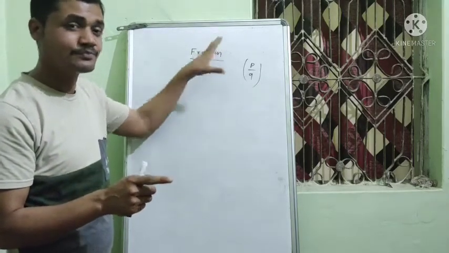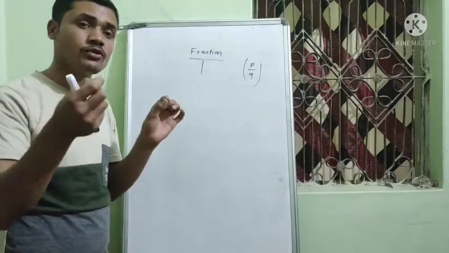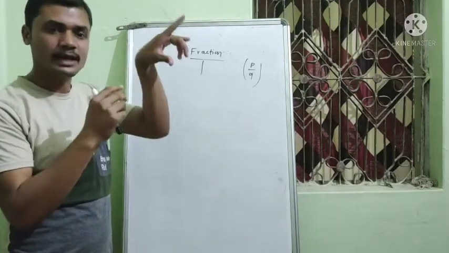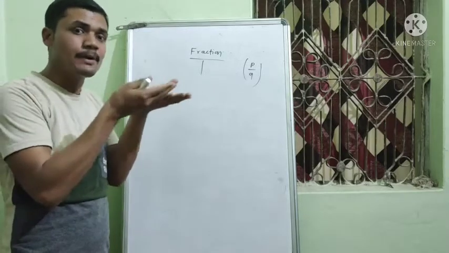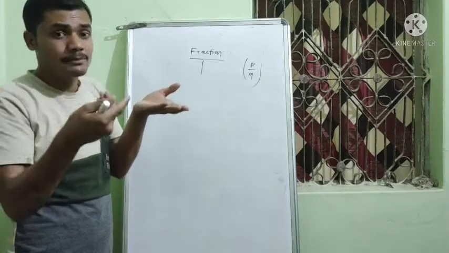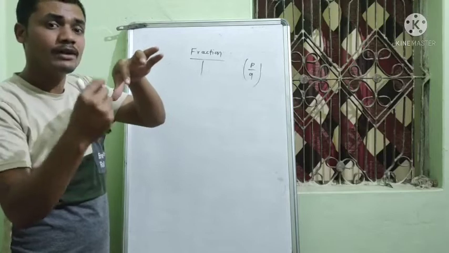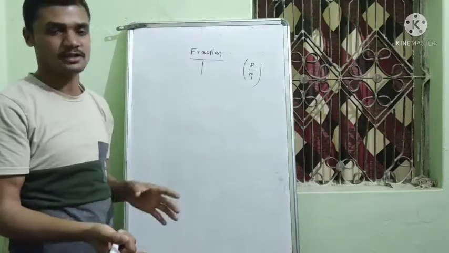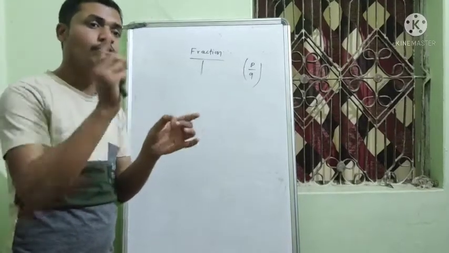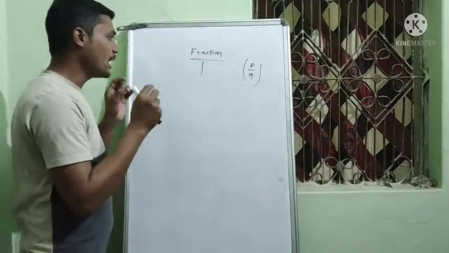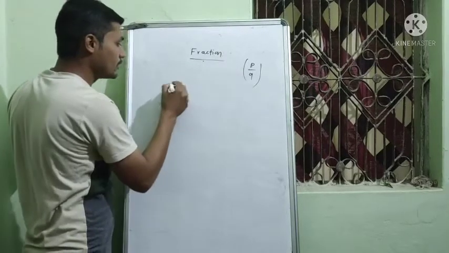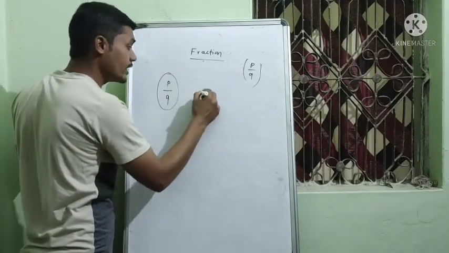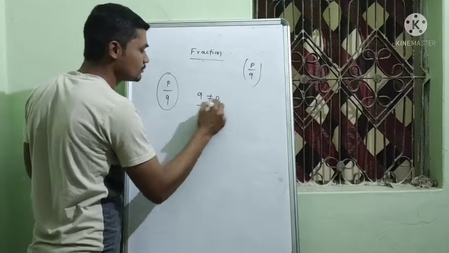And if we define it another way, a fraction is a part of the real numbers. The real numbers include rational numbers, and when we classify rational numbers, we get integers as well as fractions. Okay, so now we move to the fraction. I will define it: any number written in the form of p by q is called a fraction, where q does not equal 0.